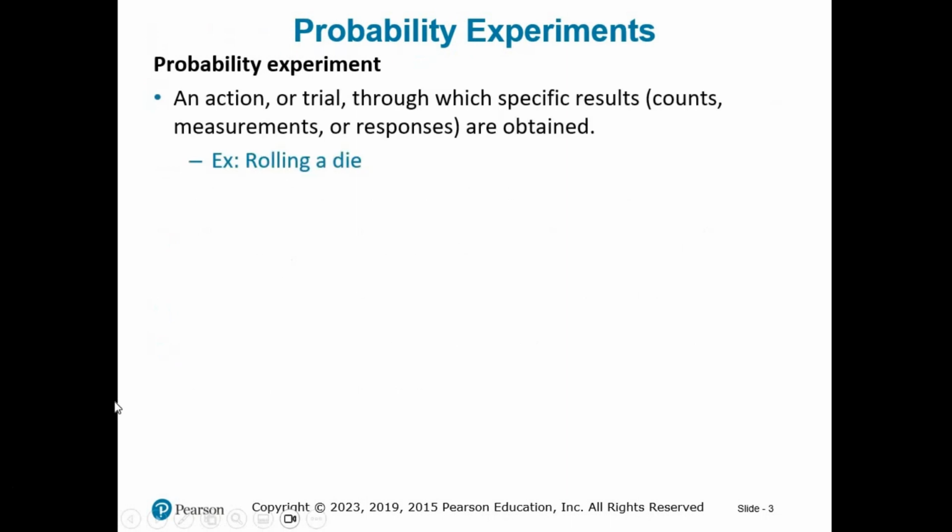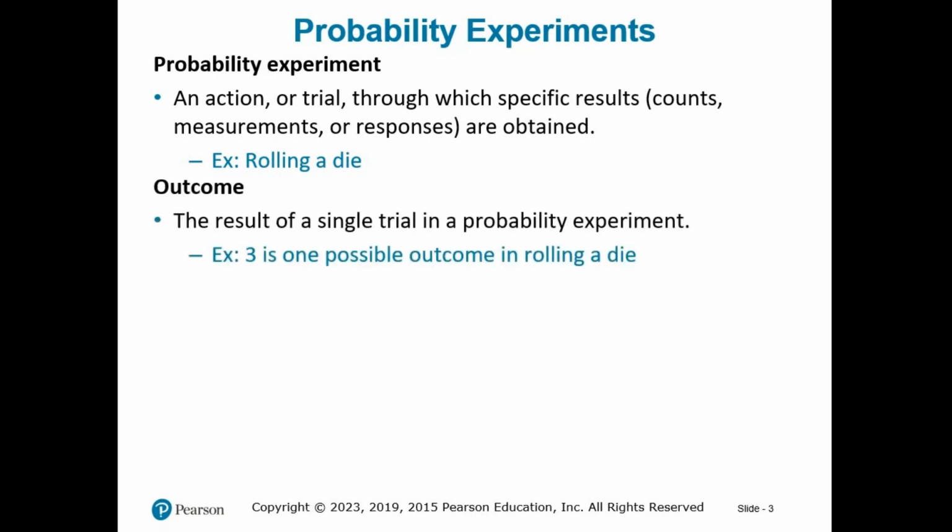A probability experiment is any repeated action or trial through which results such as counts, measurements, or responses are obtained. For example, rolling a fair six-sided die. The action is easy to repeat and specific results are recorded each time the trial is completed. The result of a single trial of a probability experiment is called an outcome. For example, 3 is one possible outcome in the probability experiment of rolling a die.